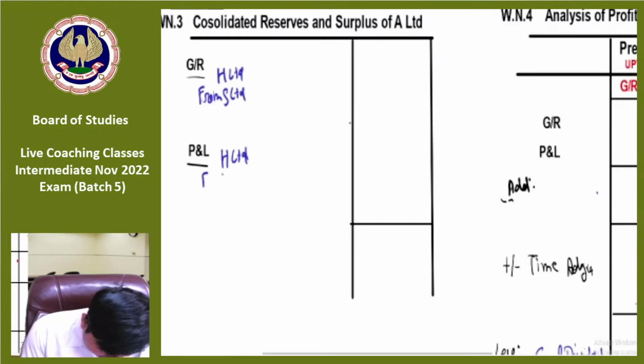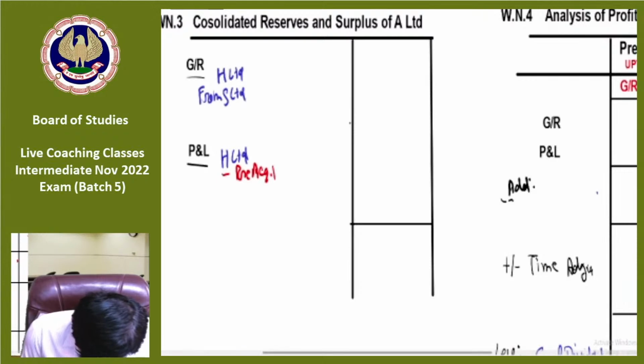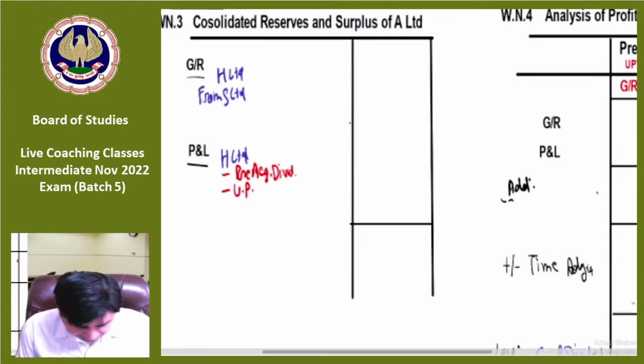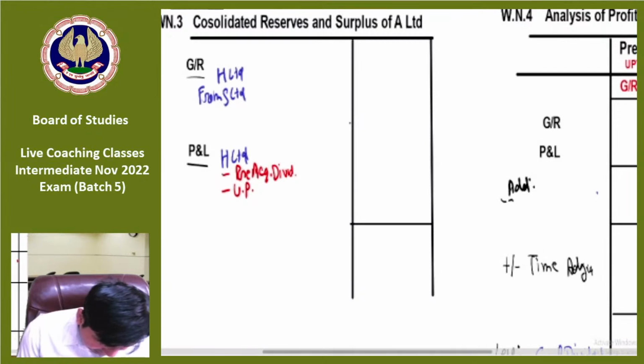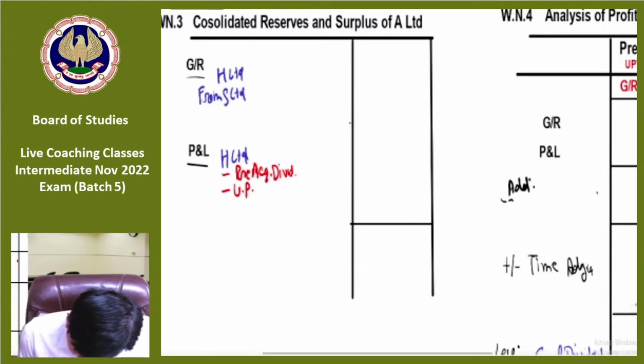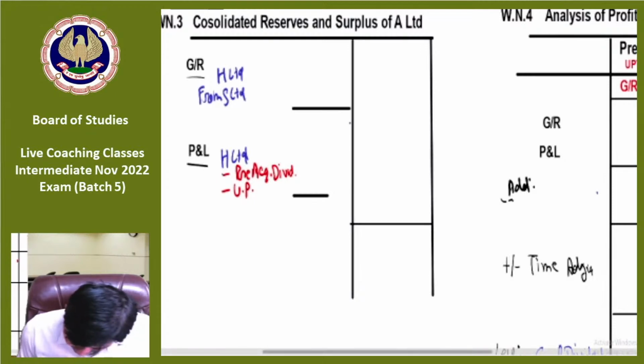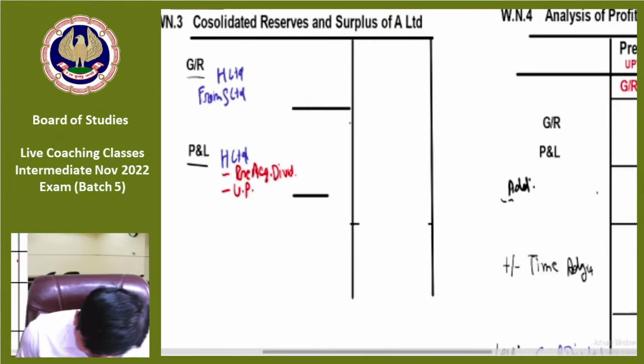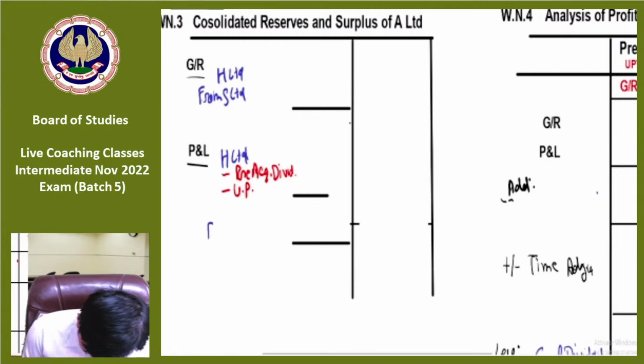Here, the holding company will have two adjustment treatments, so I am writing here. One is pre-acquisition dividend, that will be reduced from the holding company's part, and another one is unrealized profit, since in the question you will have the downward transaction. After that you will have the correct figure of the holding company's profit. There is no adjustment in the general reserve. And after that you will add the consolidated profit and loss from S Limited.